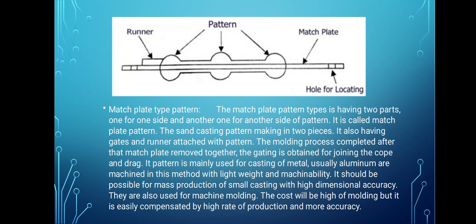This pattern is used mainly for casting of metal, usually aluminum, which is machined in this method with light weight and machinability. It makes possible the mass production of small castings with high dimensional accuracy. They are used for machine building. The cost is high, but it is easily compensated by the high rate of production and accuracy.